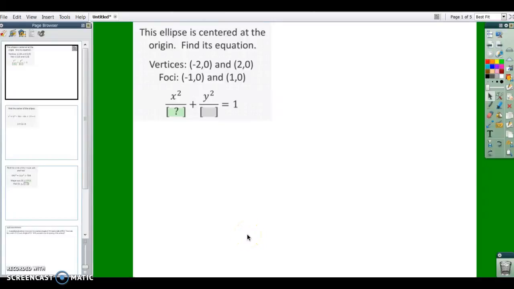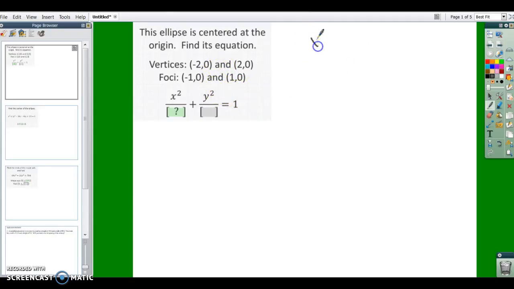Minutes to go over some more stuff with ellipses and some other ways that questions might be asked, and how you can get through those questions knowing what you know about ellipses. So this is an example of a different way that a question might be asked. It says, this ellipse is centered at the origin, find its equation. So it gives you the vertices and it gives you the foci.